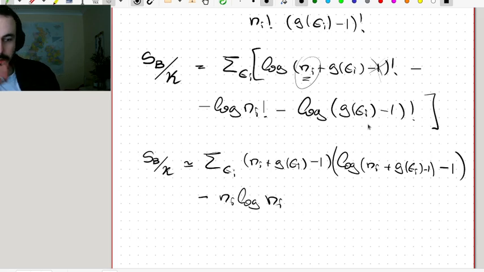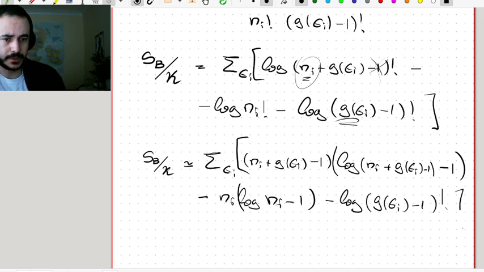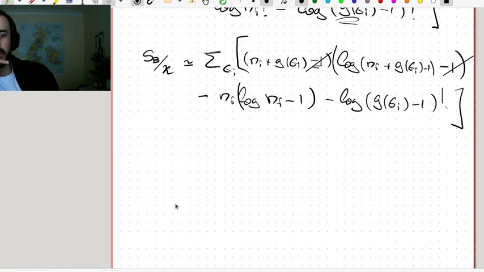Now here we could say that this thing is very large and apply Stirling's formula again, but we're not going to do it because we don't need to. So let's just write it as is, the logarithm of (g_i - 1)!, whatever that is. Okay, so this is what we have. Like I told you before, this minus 1 is tiny compared with this thing, so you can throw it away and that's fine.